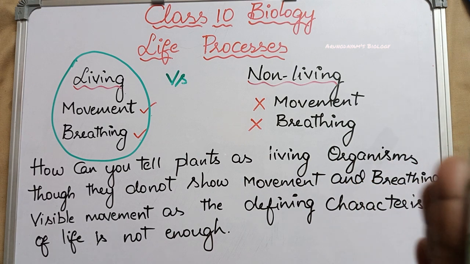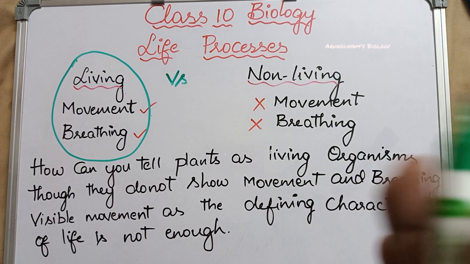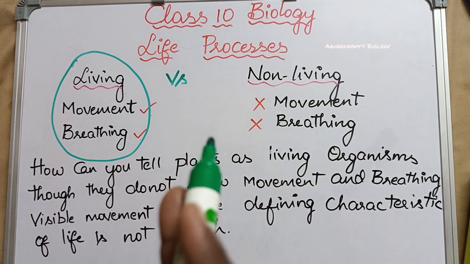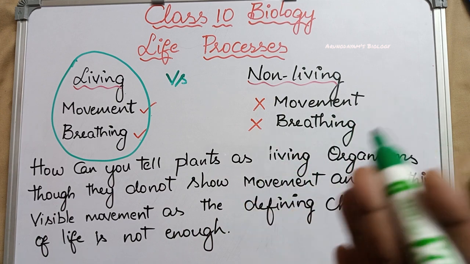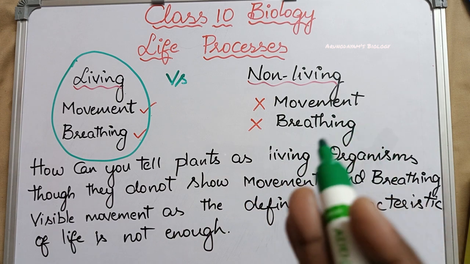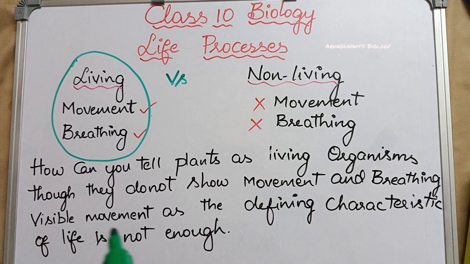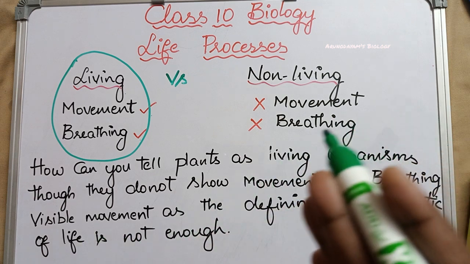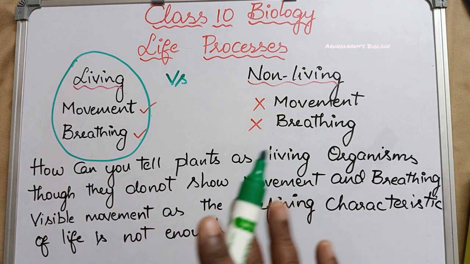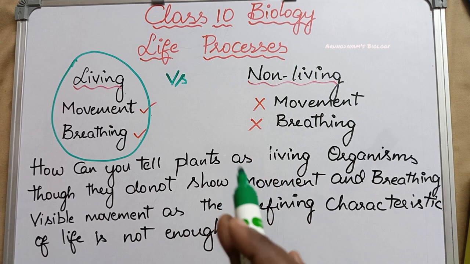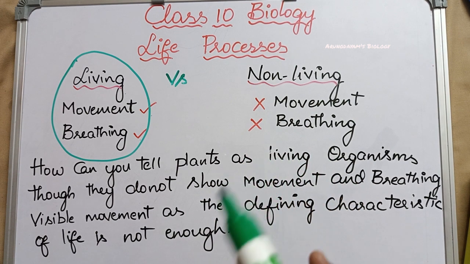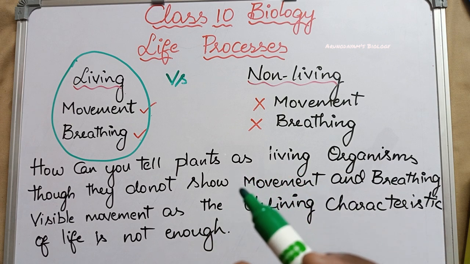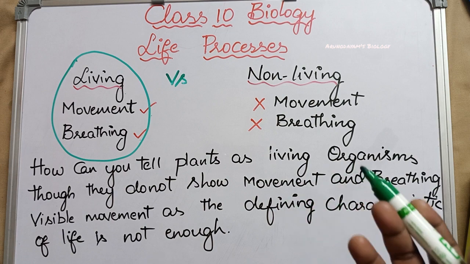For example, there are some plants which do not have green color leaves. They have colorful leaves, for example, the croton plant. The croton plant has leaves other than green color. Can we call the croton plant dead? Can we call it a non-living thing? No, it is also a living organism. Why? Because it also has a life inside it. How can you tell that?